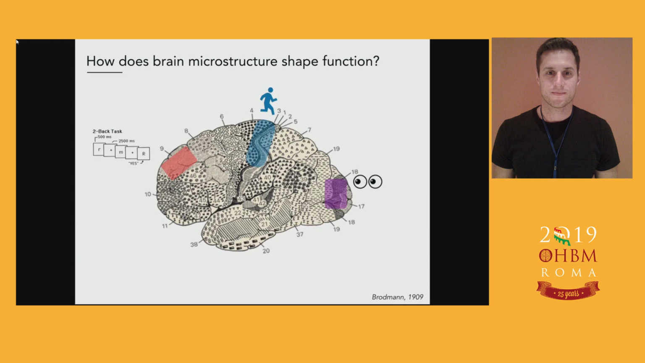I'll make the case that cortical interneurons are particularly important for shaping these functional differences across cortex, and I'll show you how we're leveraging the genetic data from resources like UK Biobank to make inferences about biology.